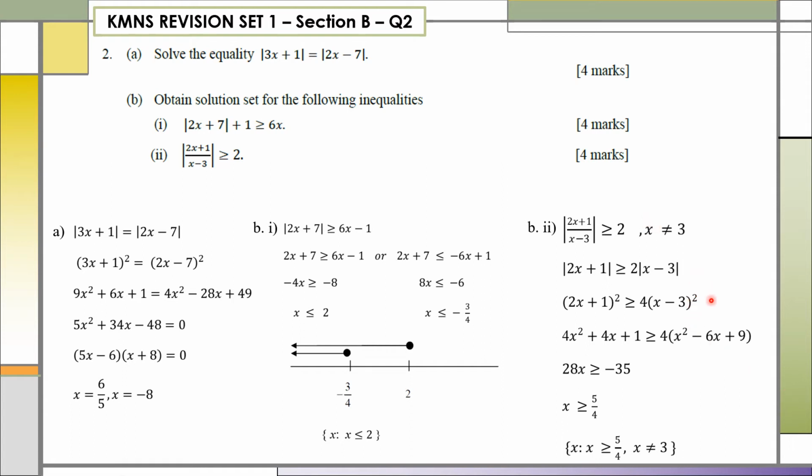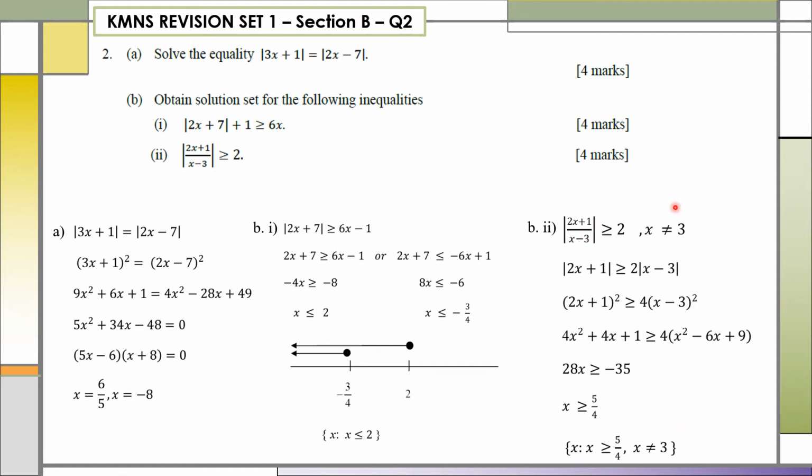And then we can square both sides to find your value of x here. So this is how you can do B2. This is the safest and the easiest way to do it.